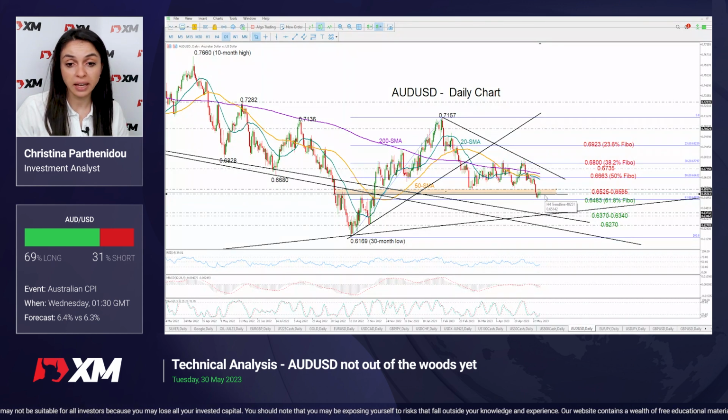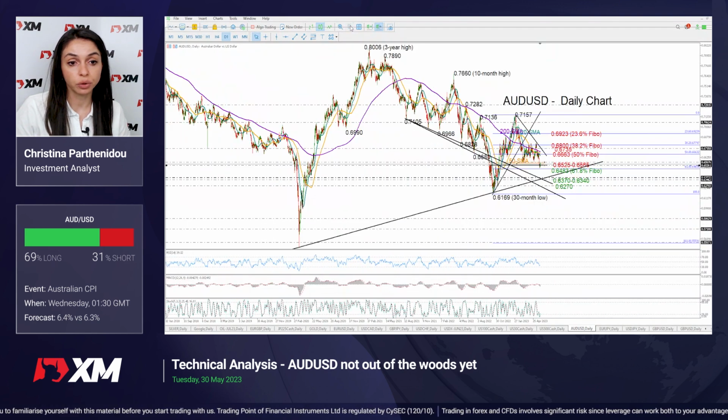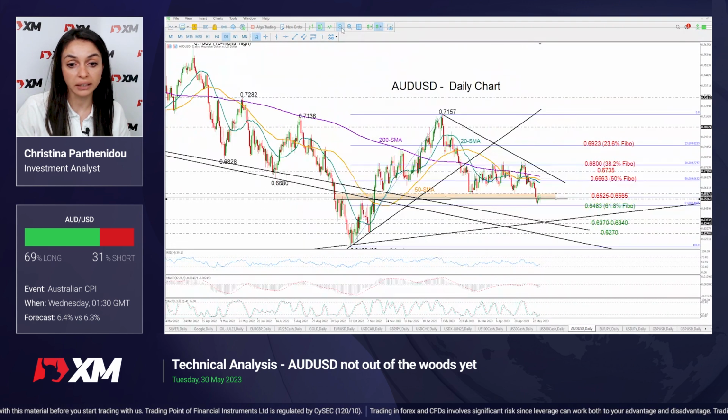If that proves to be the case, if the price weakens below 0.6525, then the 61.8% Fibonacci of 0.6483 could provide support as it did a few sessions ago. If not, if the weakness persists, then the price could tumble towards the 0.6370 and 0.6340 support zone, where these two key trend lines coming from 2021 are located.